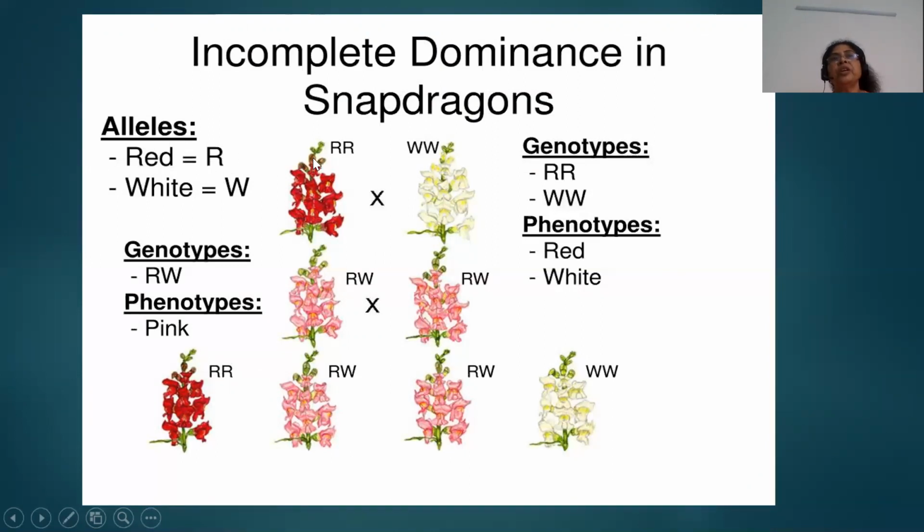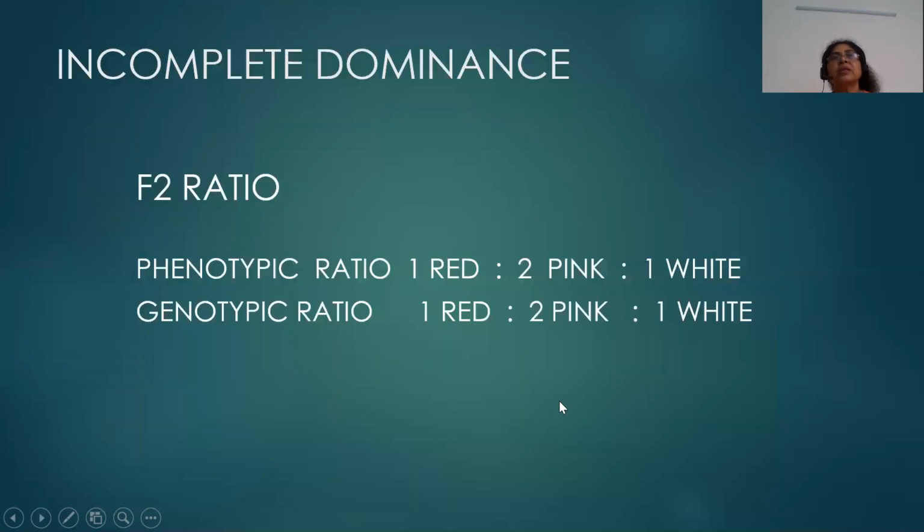This is the parent generation, the pure red is crossed with white. And when the two are crossed, then in the F1 generation, it is 100% pink. On selfing this F1 generation, in the F2 generation, you get one red, two pink, and one white. Thus, the phenotype of the F2 generation is 1:2:1. One red, two pink, one white.